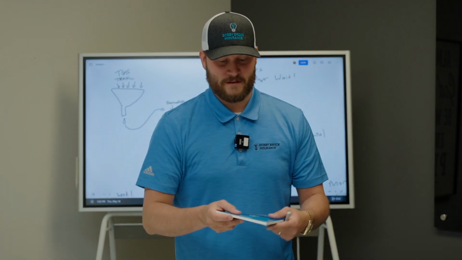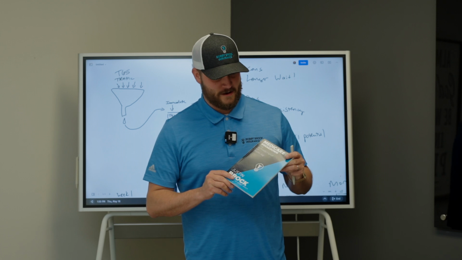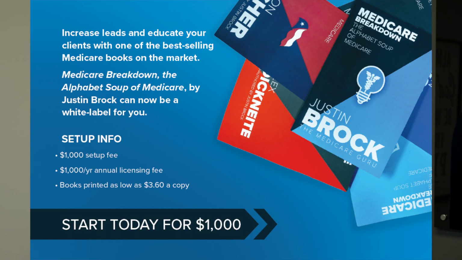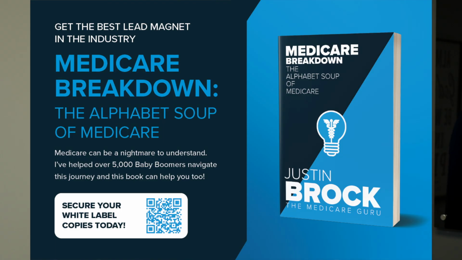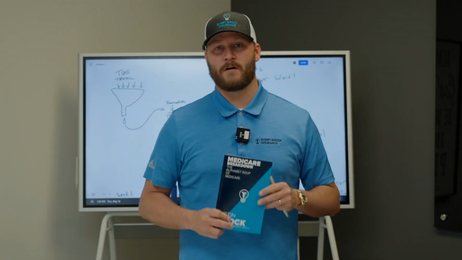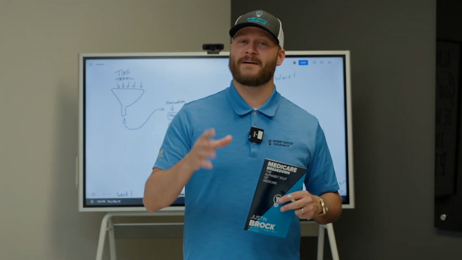We create all kinds of lead magnets for traffic. So this right here is a lead magnet. We wrote this book. We leased this book to other agents to utilize. Medicare breakdown, the alphabet soup of Medicare. We get a lot of compliments on this book. It helps with exposing cross-sell opportunities, explaining different types of Medicare Advantage plans, different types of Medigap plans. And I can make a video where I'm talking about this book just like I'm doing right now. As a matter of fact, I've done that.